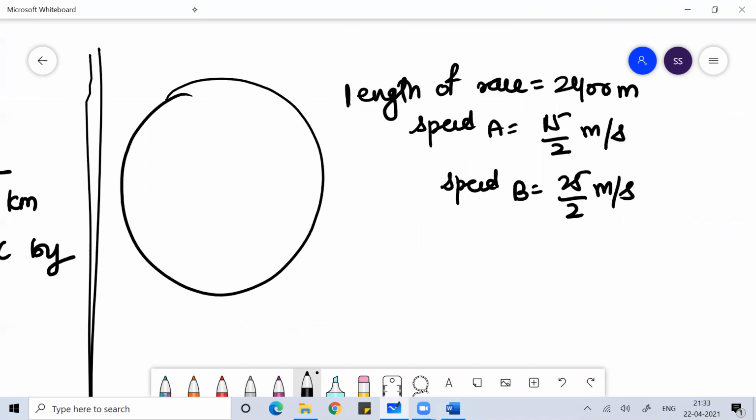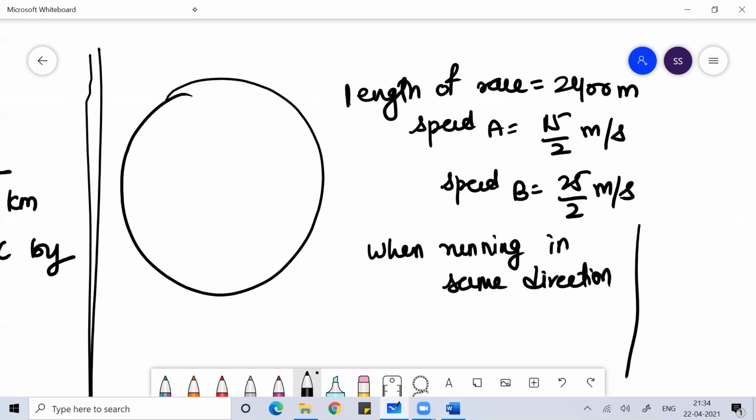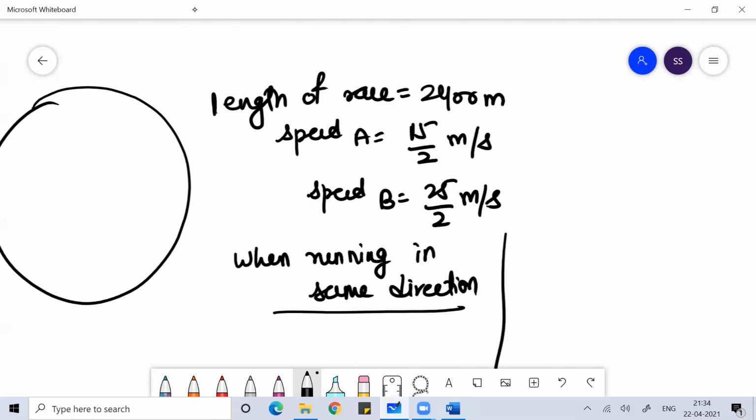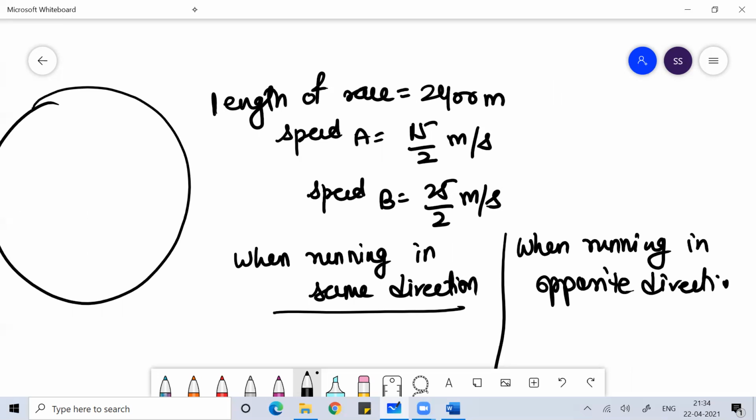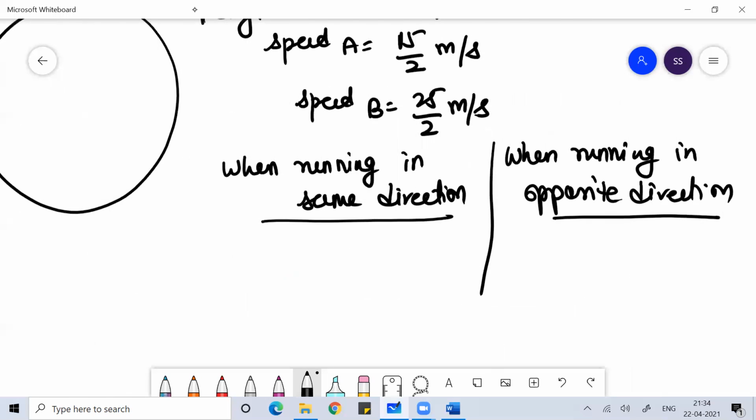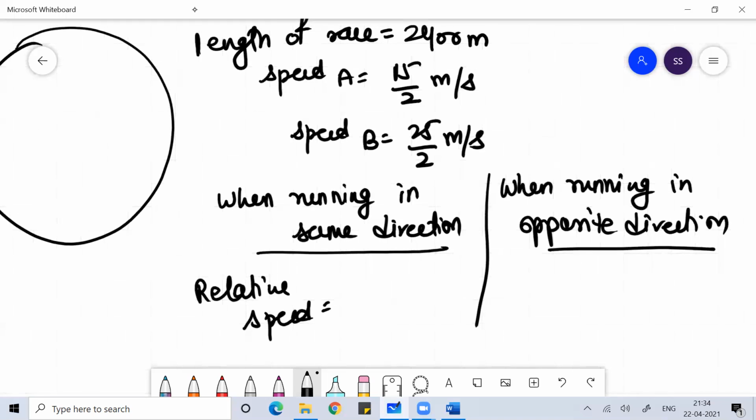So relative speed when running in same direction, or when running in opposite direction. Okay, so the relative speed when they run in same direction, the relative speed between them would be 10 by 2 or 5 meter per second.